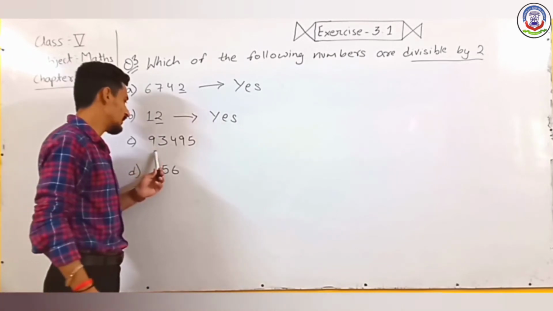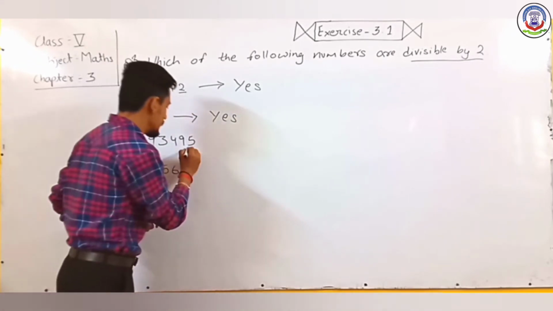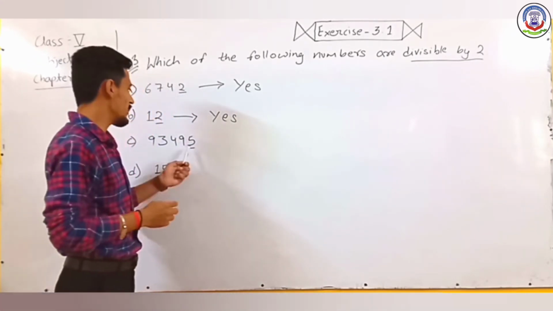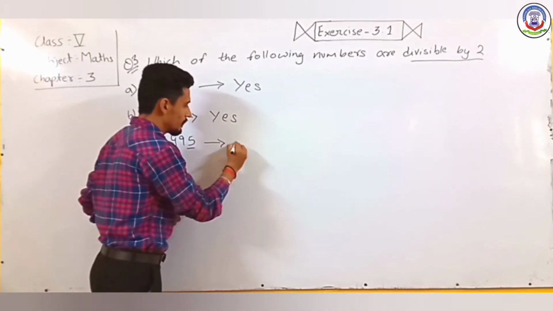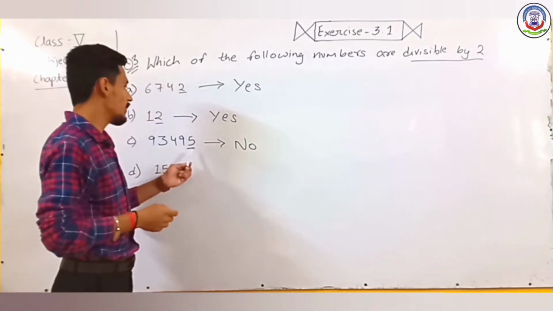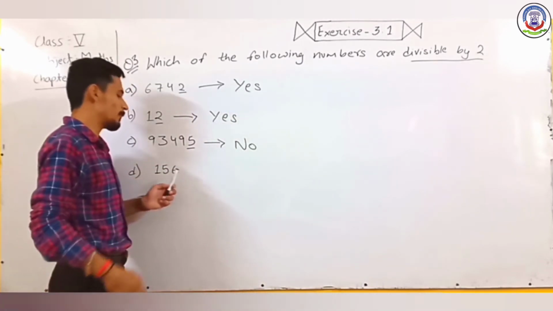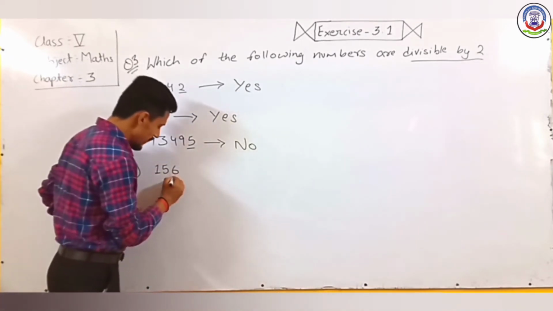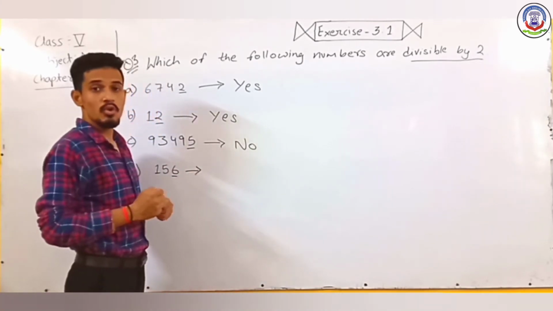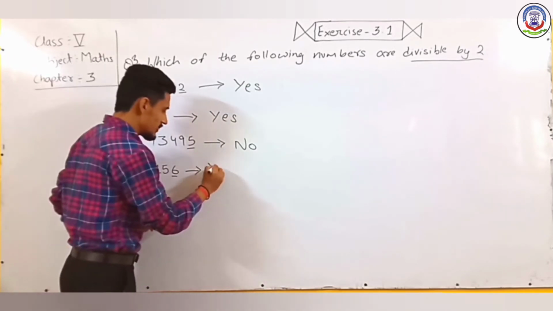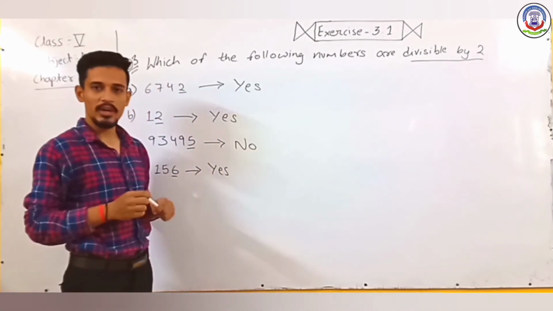Next we have 93,495. Now in this at ones place there is 5. 5 is not an even number, so we write here no, this whole number cannot be divisible by 2. Next we have 156. In this ones place we have 6 and 6 is an even number, so we write yes this 156 is divisible by 2. Okay.